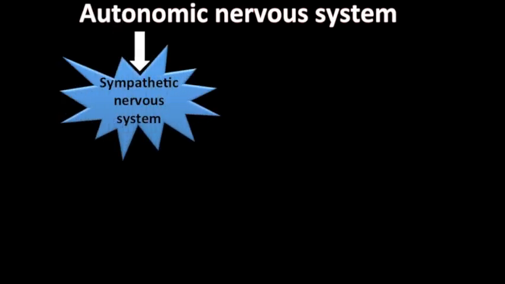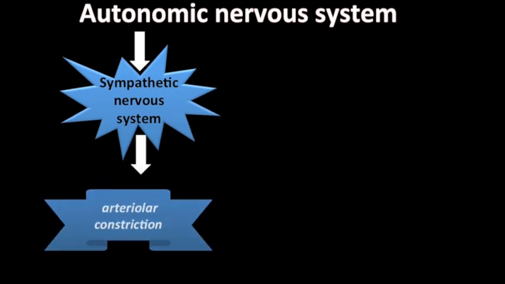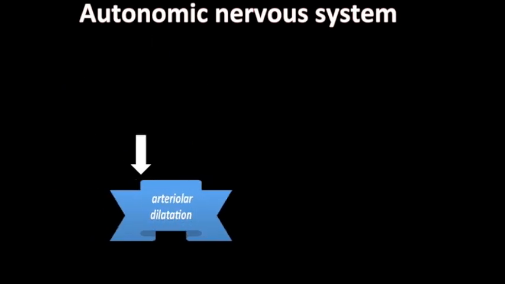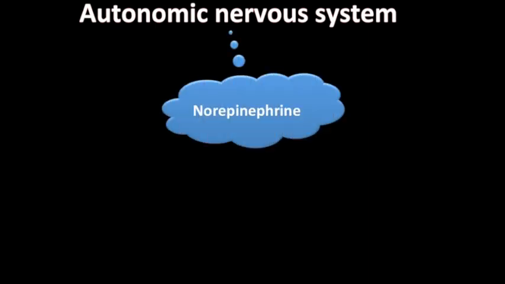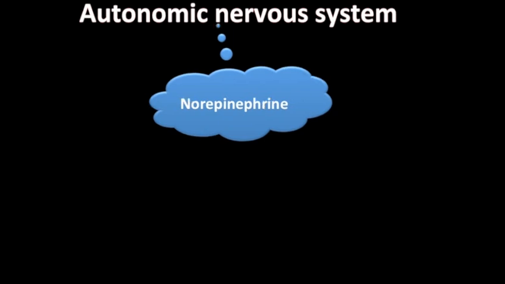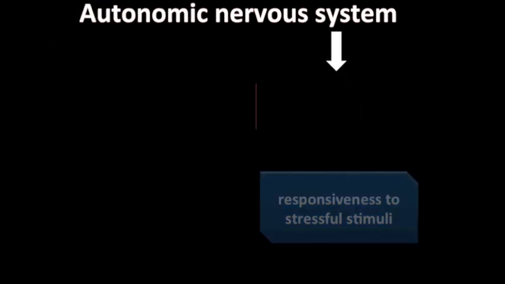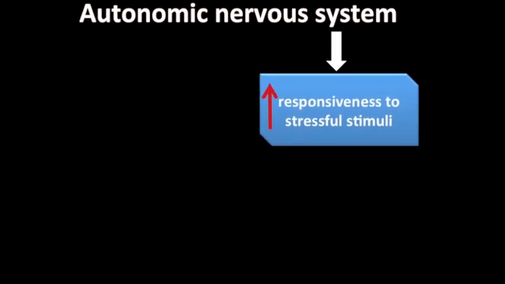The autonomic nervous system plays an important role in the control of blood pressure. Sympathetic nervous system stimulation can cause both arteriolar constriction and dilatation. In hypertensive patients, both increased release of and enhanced peripheral sensitivity to norepinephrine can be found. In addition, there is increased responsiveness to stressful stimuli.